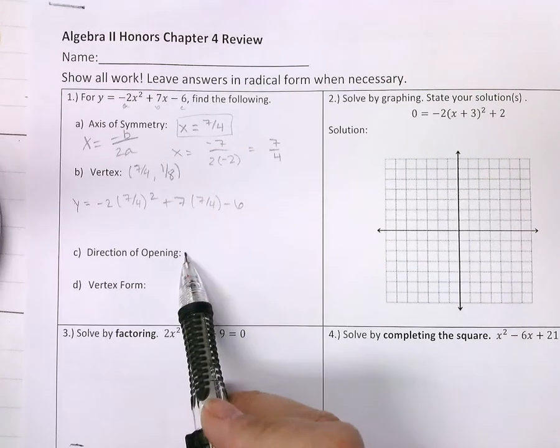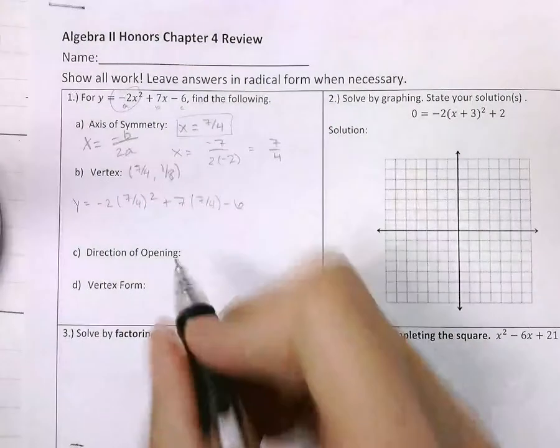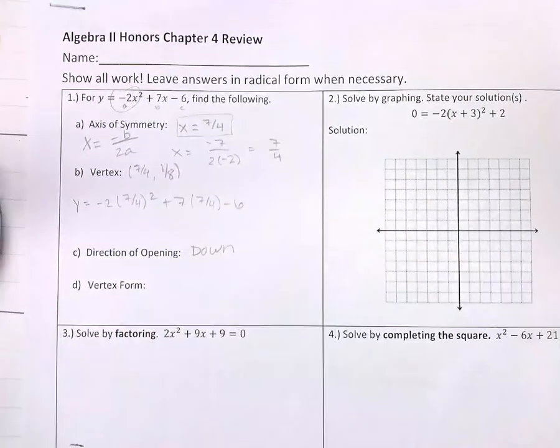If A is positive, it's opening up. If A is negative, it's opening down. A is negative, so this is opening down.